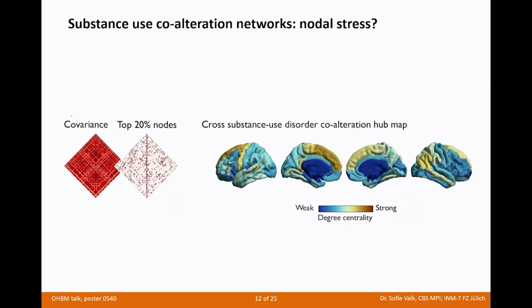Here is the pattern of degree centrality, showing which regions are mostly impacted across disorders in this covariance map. In yellow-brownish, those are the regions with a strong degree centrality. This is mainly prefrontal areas, bilateral, and also on the right hemisphere, temporal parietal regions.